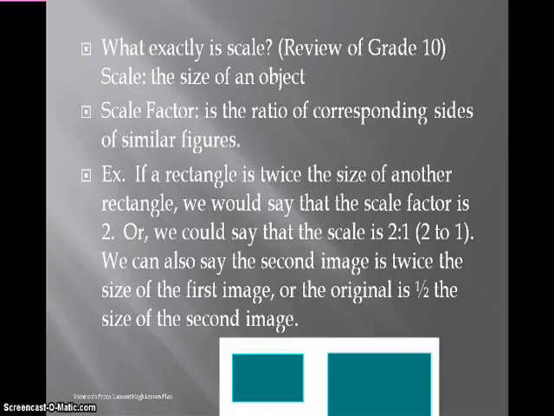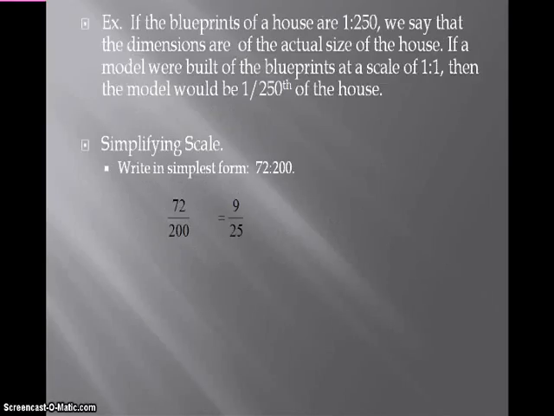We can also say that the second image is twice the size of the first image, or the original is half the size of the second image. Another example would be if the blueprint of a house is 1 to 250, we say that the dimensions are the actual size of the house. If a model were built of the blueprint at a scale of 1 to 1, then the model would be 1 to 250th of the house.